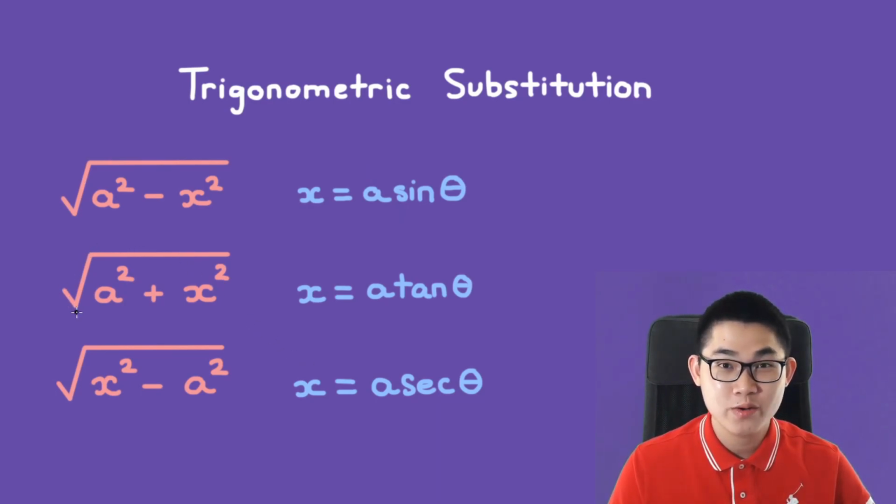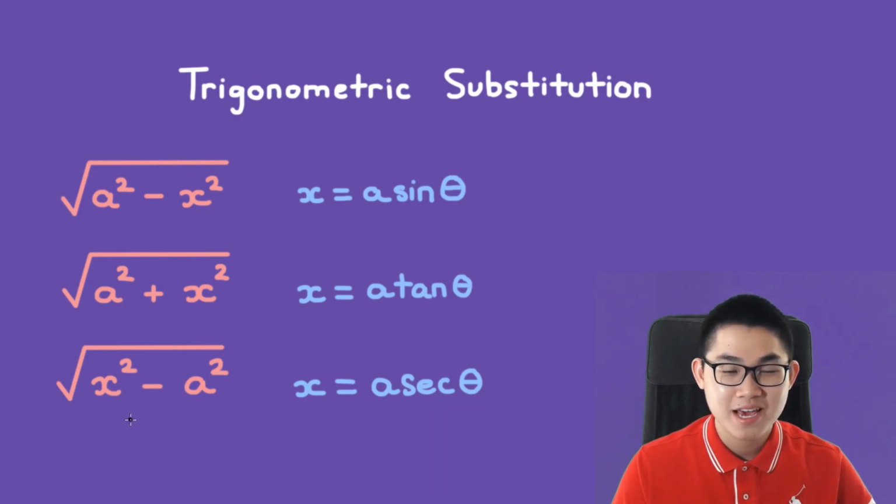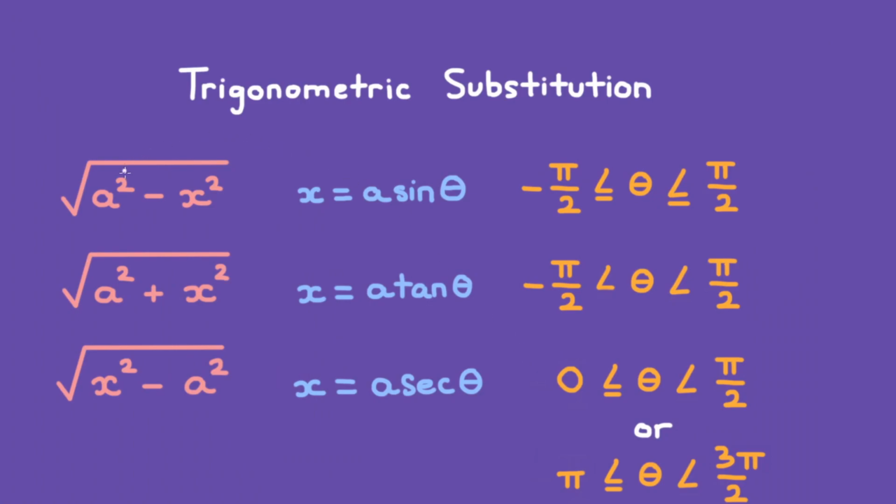If you see the square root of a squared plus x squared, then use x equals a times the tangent of theta. And the last one is the square root of x squared minus a squared. In this case, you have to use x equals a times secant of theta. So let's say we're using the first form. Our assumption is that theta is between negative pi over 2 and positive pi over 2. But don't worry too much about this. These are the ones that you need to know.